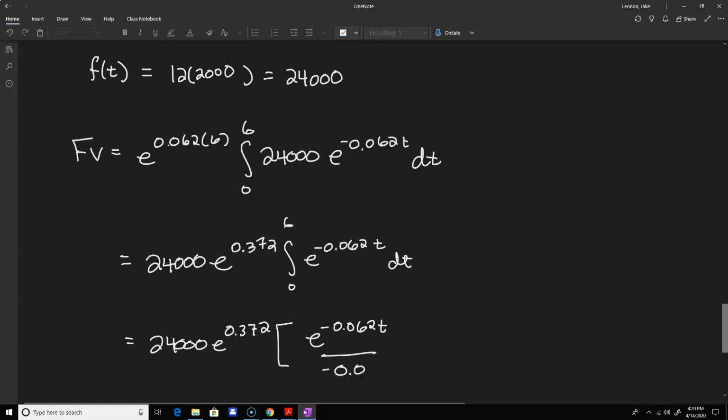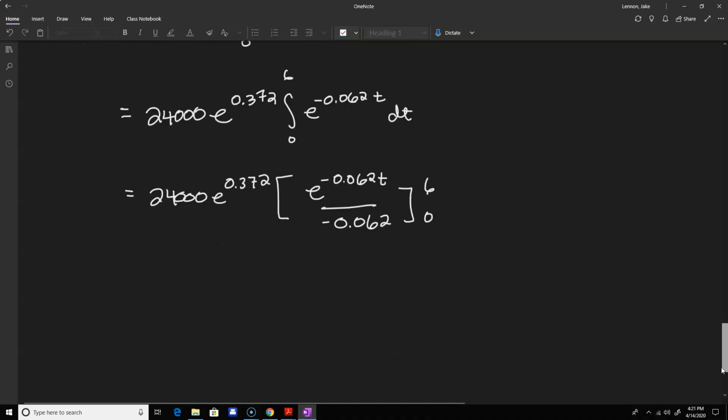You can pull that dividing by negative 0.062 out. It's up to you. But we essentially are almost there. Now we just need to plug things into the calculator to get our answer. So let me just plug both those values in so that if you are trying to follow along and do it on your calculator, you can make sure you're getting these things right.